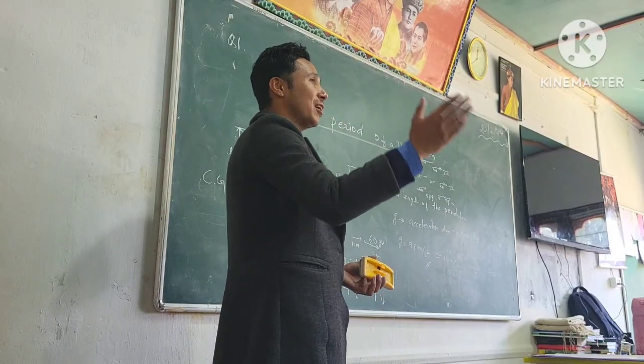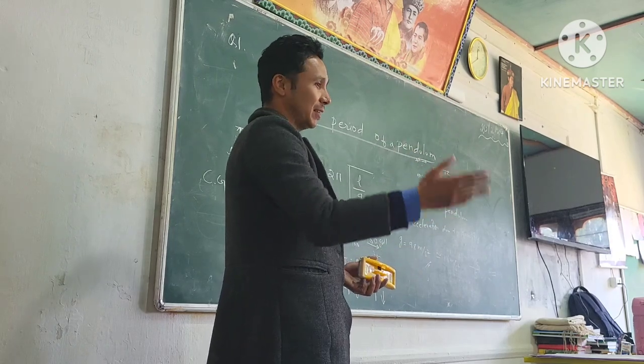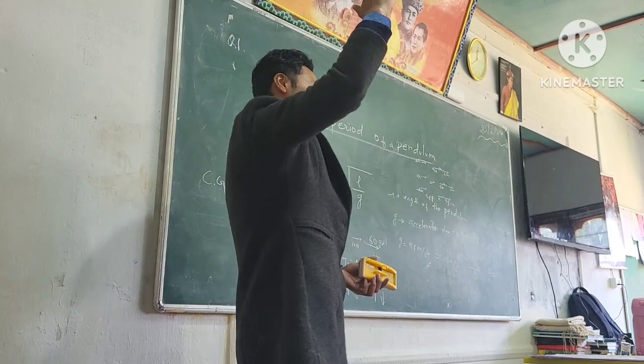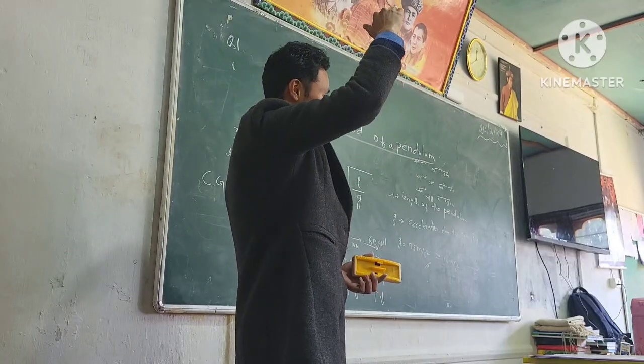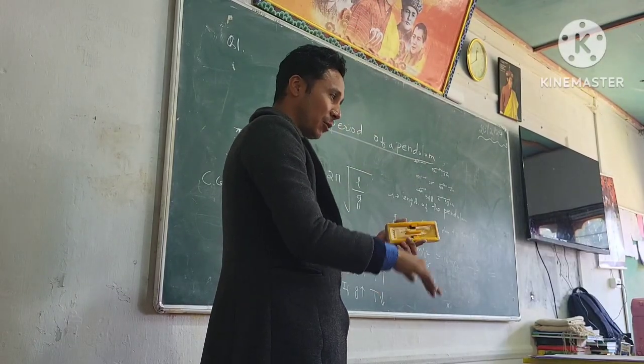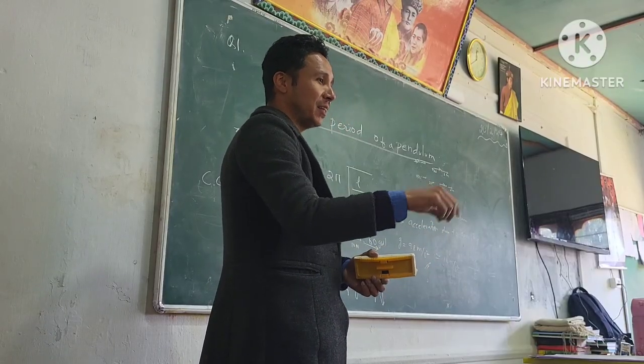If you compare the pole and the equator, then the g value is more at the pole and less at the equator. If you compare with the altitude, then also the g value changes. The g value decreases with altitude and also decreases with depth. If you go towards the center of the earth, suppose you measure the time period here on the surface of the earth.